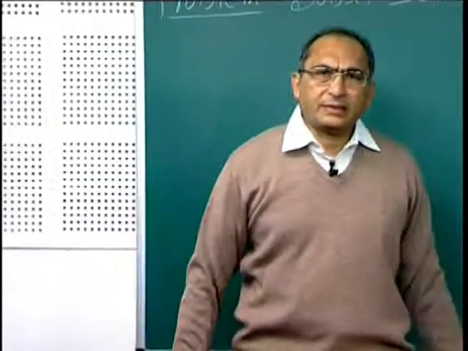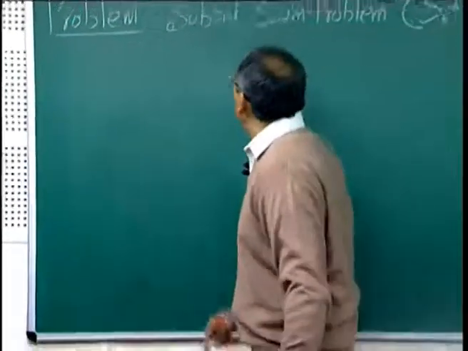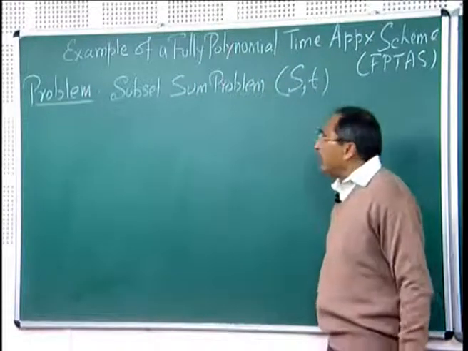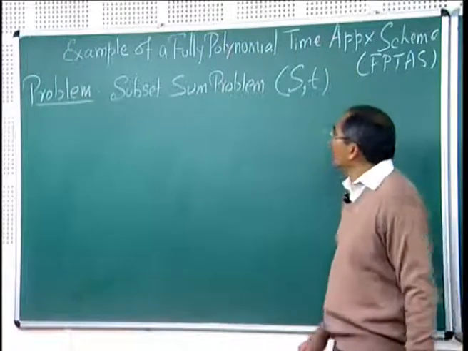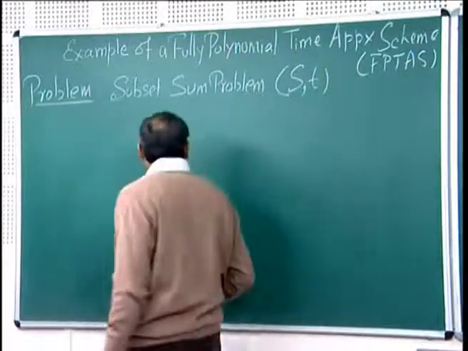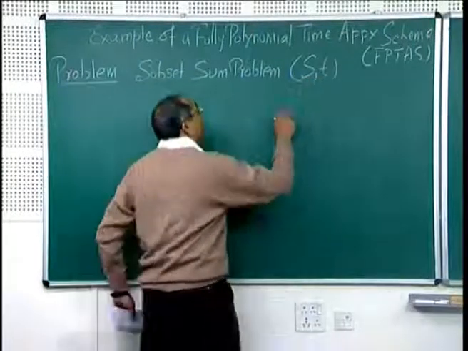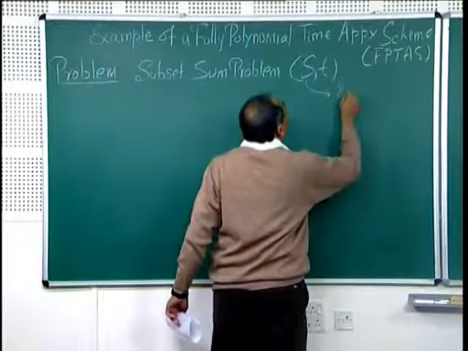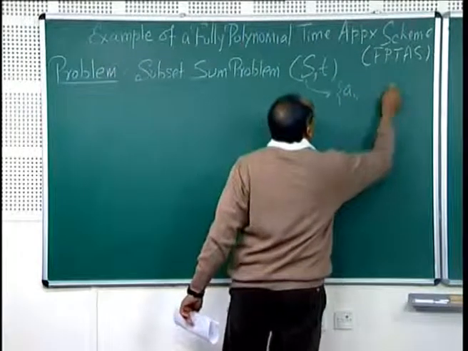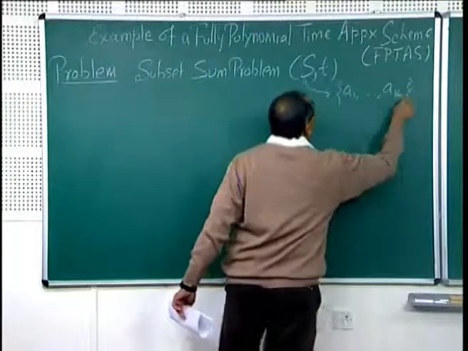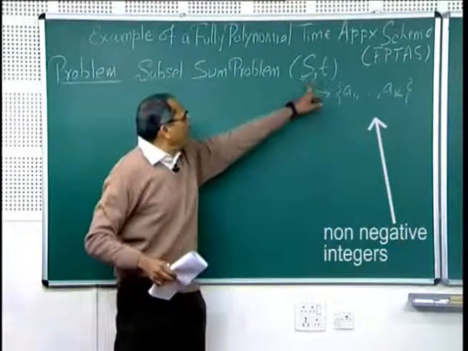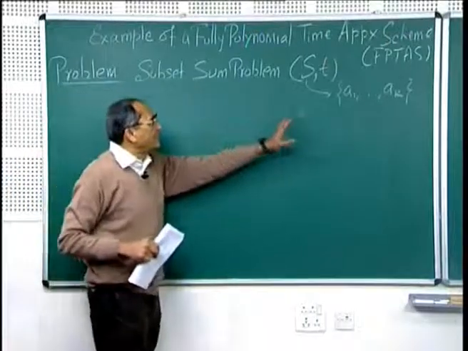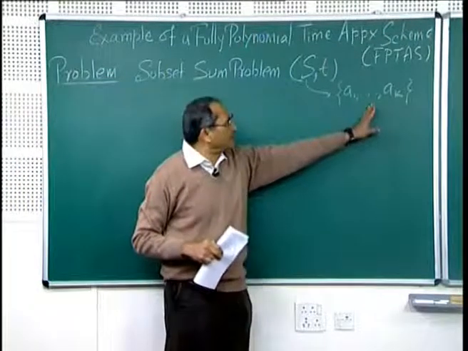So, in today's lecture, I will describe an example of a fully polynomial time approximation scheme or FPTAS, and today's problem is the subset sum problem. This problem has two inputs, a set of integers S, which we could assume to be a1 to ak, and another integer t. A subset sum refers to the sum of the integers of some subset of S.